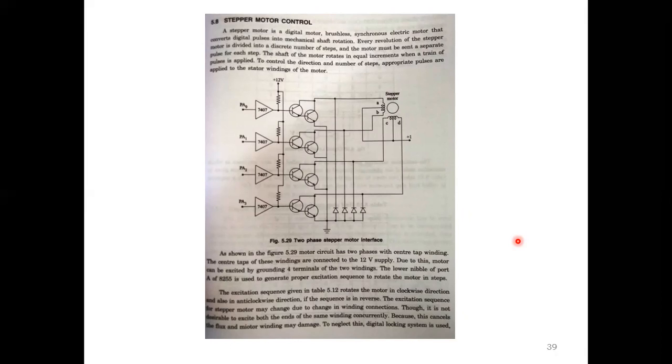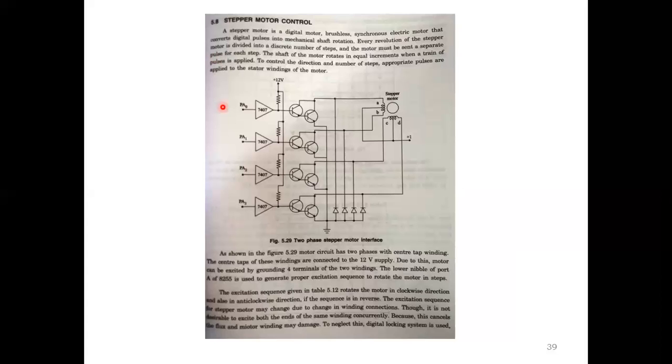Every revolution of the stepper motor is divided into a discrete number of steps, and the motor must be sent a separate pulse for each step. So the shaft of the motor rotates in equal increments when a train of pulses is applied. To control the direction and the number of steps, appropriate pulses are applied to the stator windings of the motor. This is the construction of a stepper motor.